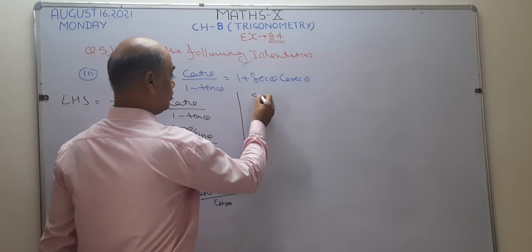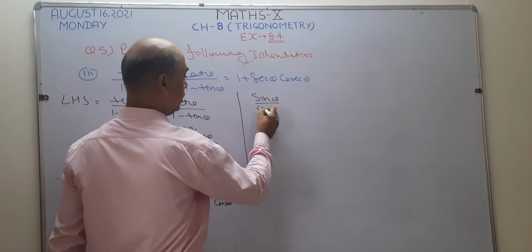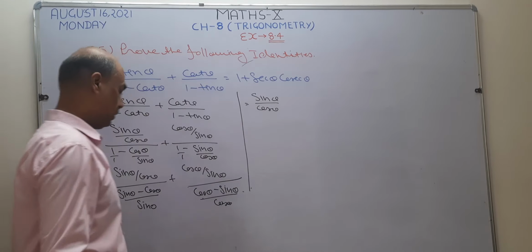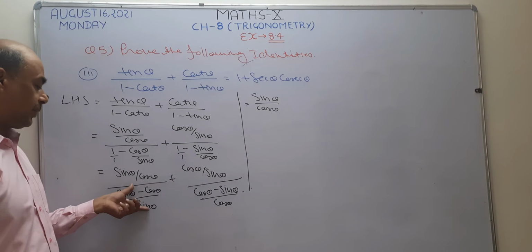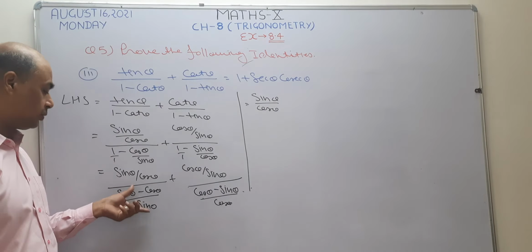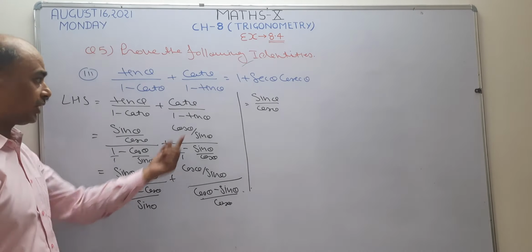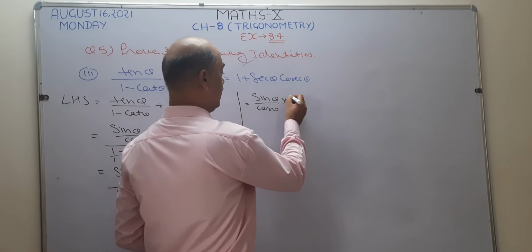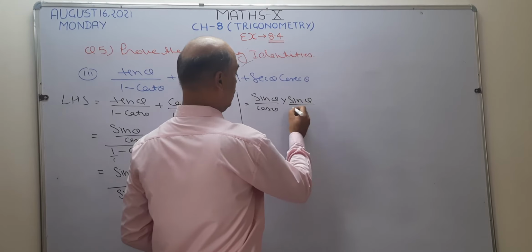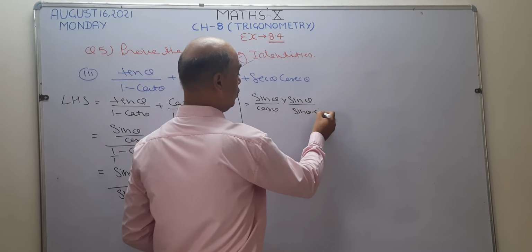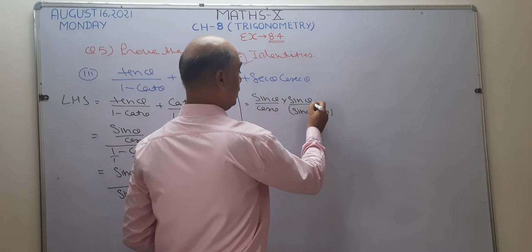First part I am going to write same: sin theta by cos theta. Then I want to write this denominator part. I take reciprocal of this part. So reciprocal of this part is sin by sin minus cos. So I write here sin theta upon sin theta minus cos theta. Clear?